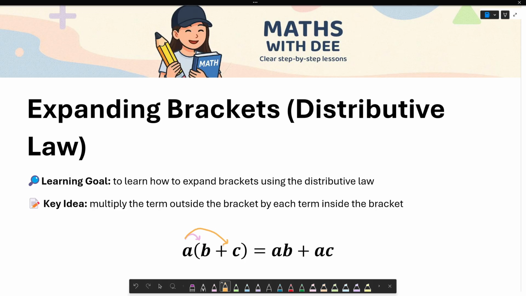In this video, I'll show you how the loop method works step by step, from basic questions to the tricky ones with negatives. By the end, you'll be able to expand expressions like a pro, with confidence. So let's get started.